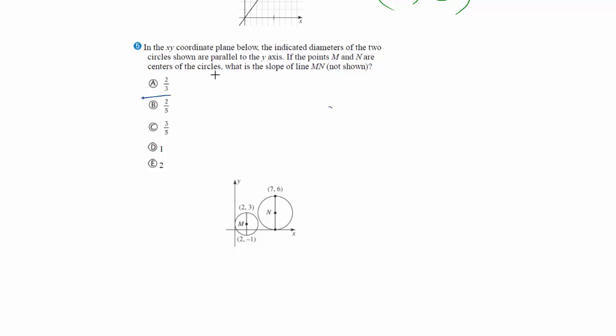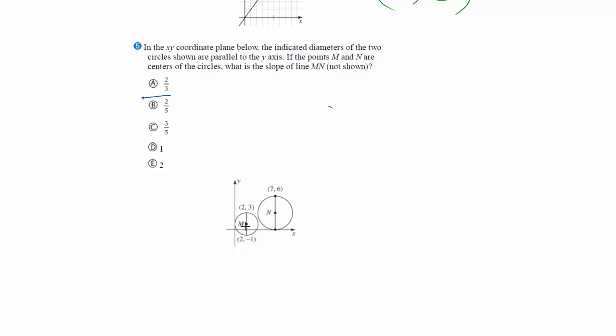So in the XY coordinate plane below, the indicated diameters of the two circles shown are parallel to the y-axis. Okay, so if they are parallel, that means this whole diameter here is not having any change in the x coordinate. It will be 2 at the bottom, it will be 2 at the top. So the lines which are the diameters of these circles are having only y coordinates changing, from -1 to 3 and 0 to 6, because the circumference lies on the x-axis of the bigger circle.